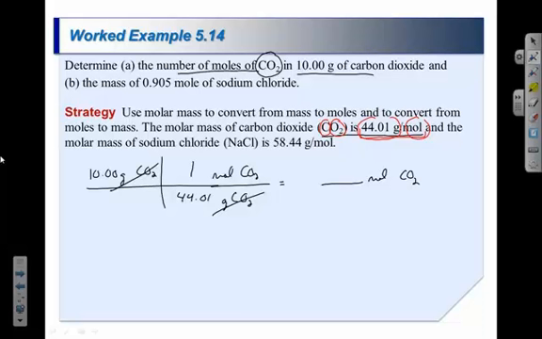So if, when you calculated the molar mass in the quiz, you got a number that was less than 1, you know it's wrong. It can't be right.